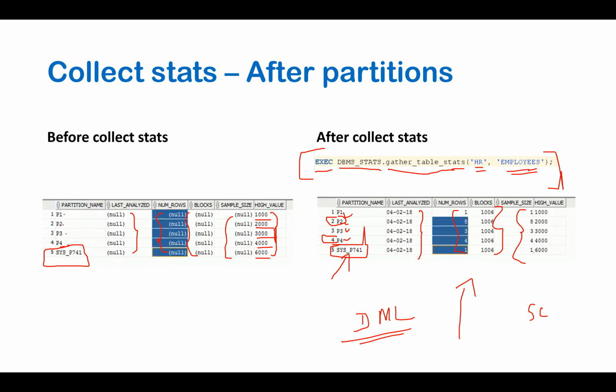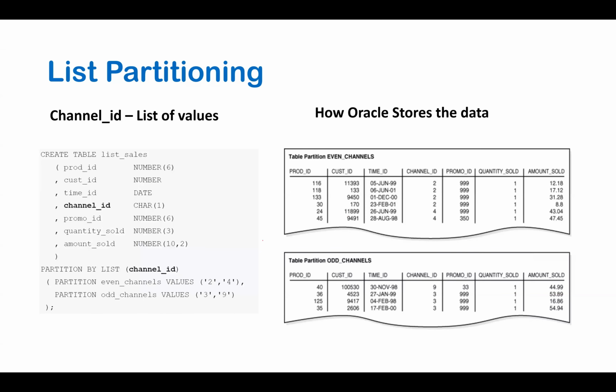So post SQL, if you put this right, after data getting loaded, it will do the collect stats on the particular table. Okay, so you can see here list partitioning. List partitioning, we are going with channel ID, some list of values, right? So 2 and 4 is one particular partitioning, 3 and 9 is the different partitioning, P2. Odd number, even number, something like that we are making. So 2 and 4 channel IDs are into one particular partitioning, and this one another partitioning.